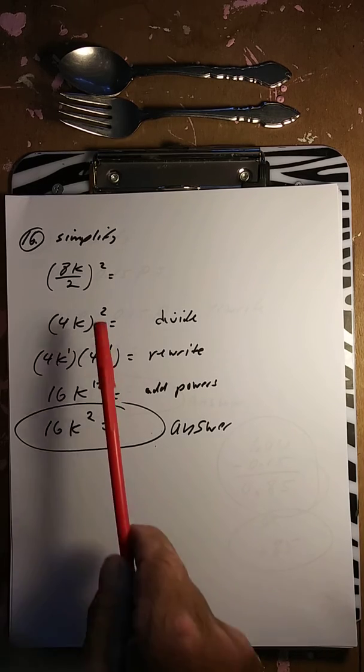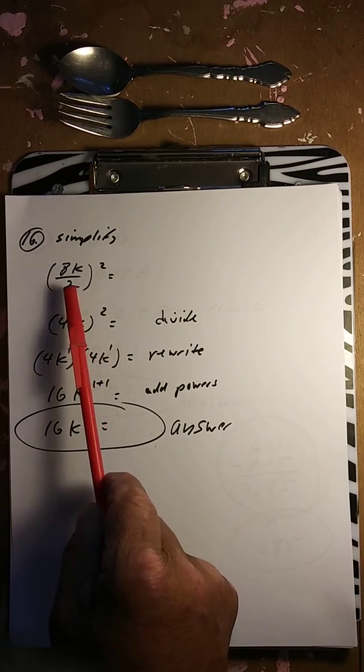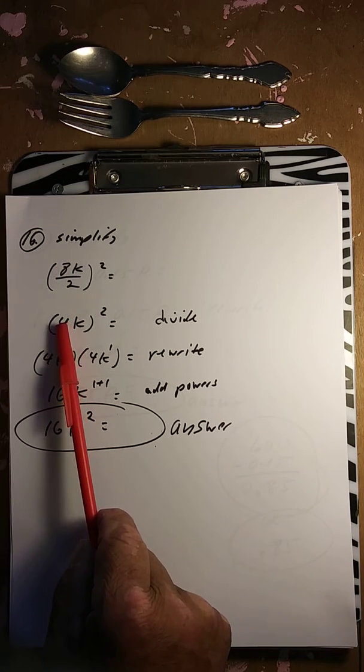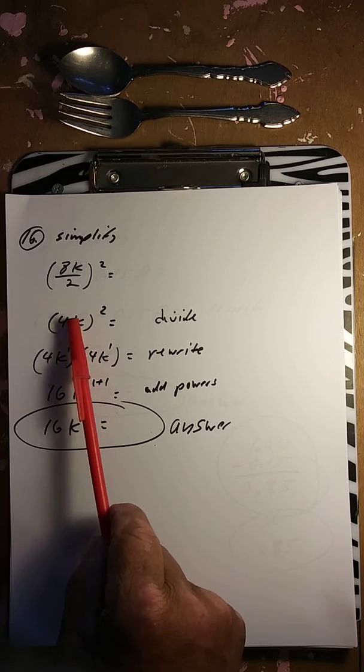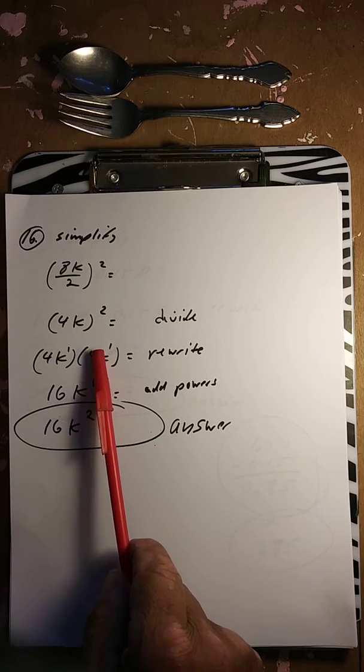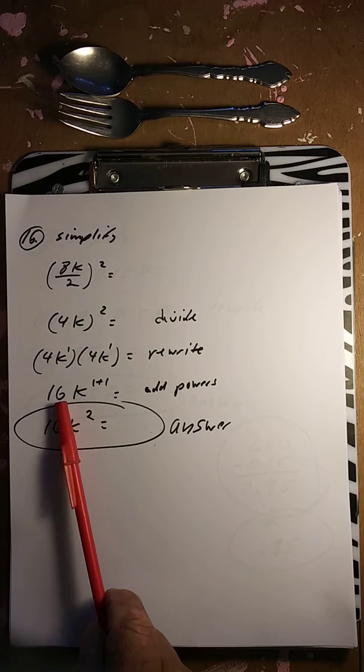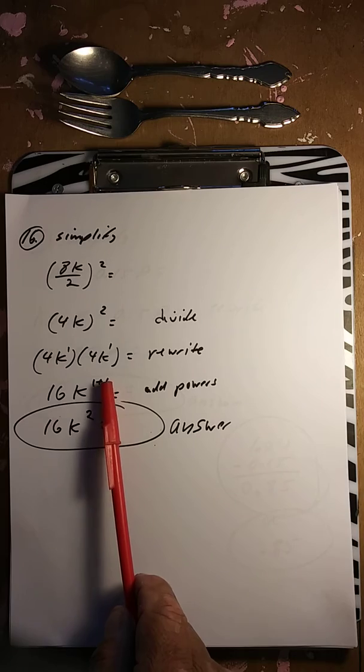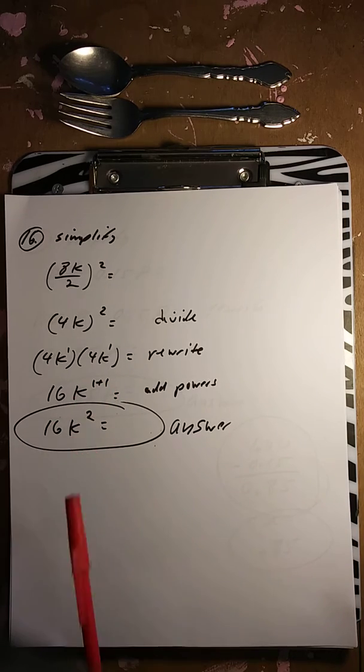Simplify this. 8k over 2 squared. Well, let's divide first. 2 divides 8 4 times. That's done. Bring the k down next to it. Rewrite this. 4k to the 1, 4k to the 1. So 4 times 4 is 16. k to the 1 plus 1. Add the powers. 16k to the second power.